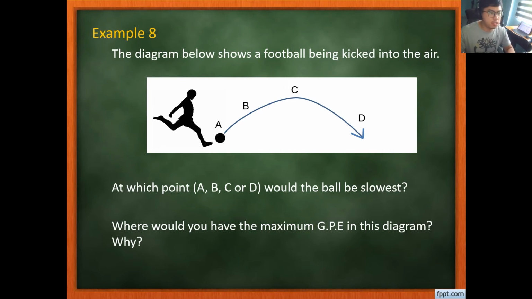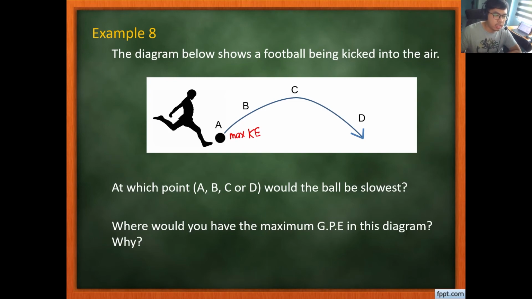So the diagram below shows the football being kicked into the air. So at which point A, B, C, D would the ball be slowest? So you need to understand what's going on between the gravitational potential energy and the kinetic energy in this case. Let's think about that for a moment. So when the guy here kicked the ball at A, the ball has just been kicked, this is when the ball is the fastest because it's just being kicked. It has a lot of kinetic energy.